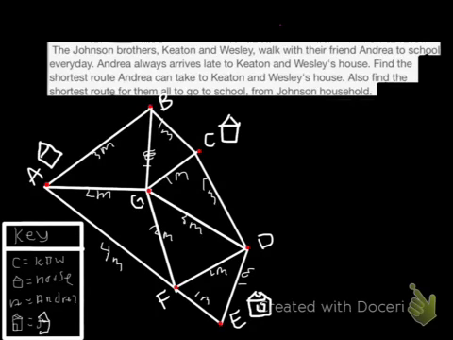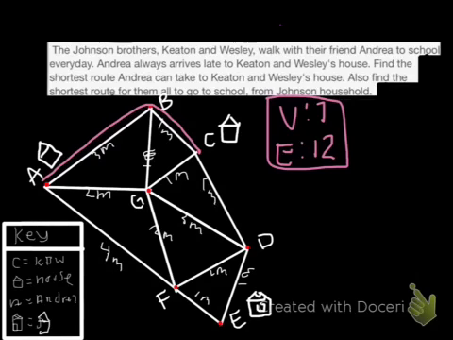There are 1, 2, 3, 4, 5, 6, 7, 8, 9, 10, 11, 12 edges. Now we need to find the shortest route from Andrea's house to Keaton and Wesley's house. You go from A to B to C. That's 4 miles. Or you can go from A to G to C, which is 3 miles. And that's the route we're going to take because it's the shortest.